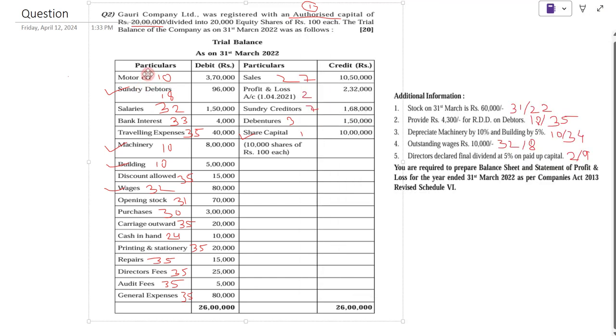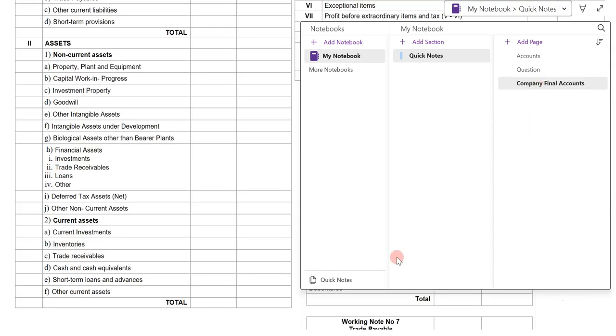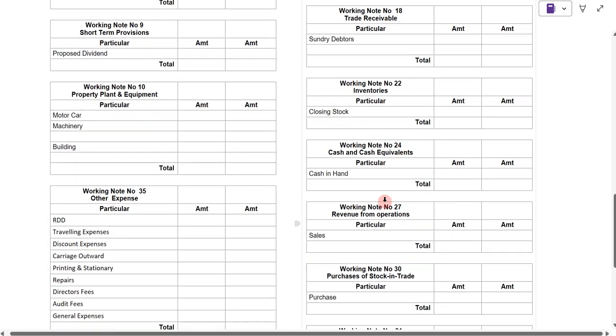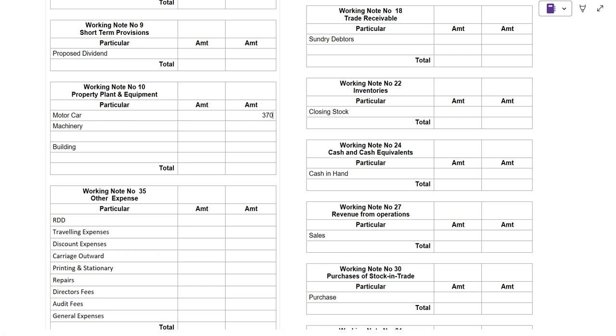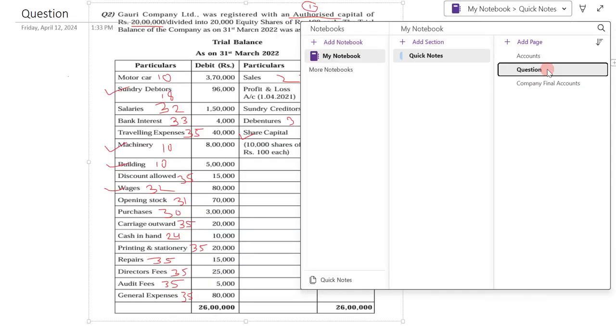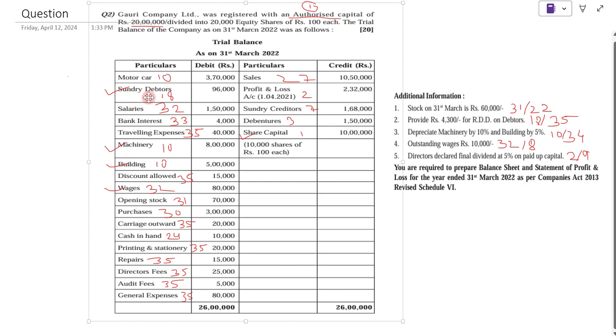Now we'll go as per the particulars. Now motor car. How much is the motor car? 3,70,000. Where we have to pass this entry? In note number 10. Note number 10 is what? Property, plant and equipment. Motor car, the value is 3,70,000. After motor car, next is sundry debtors.